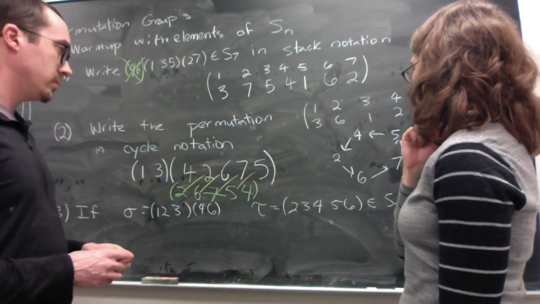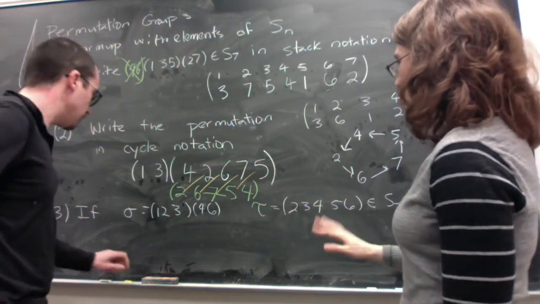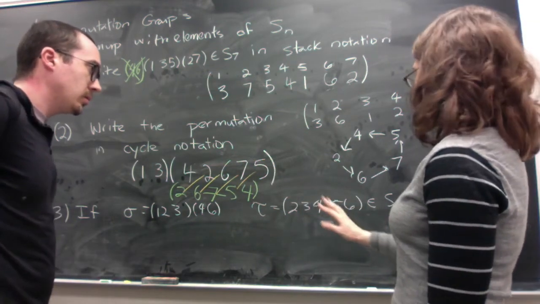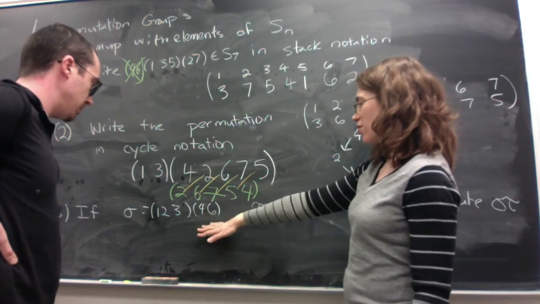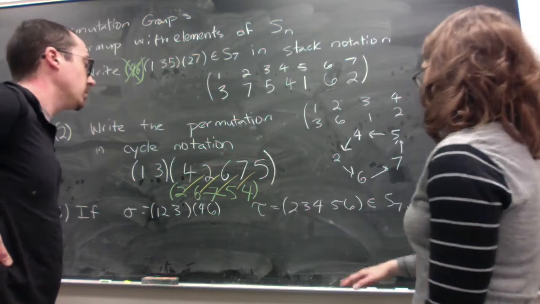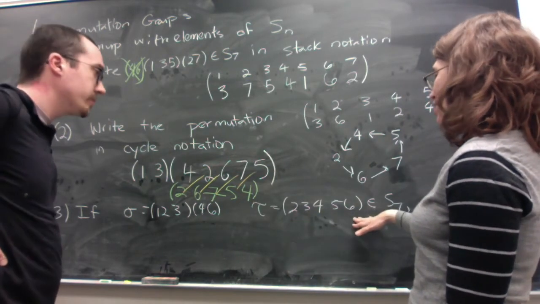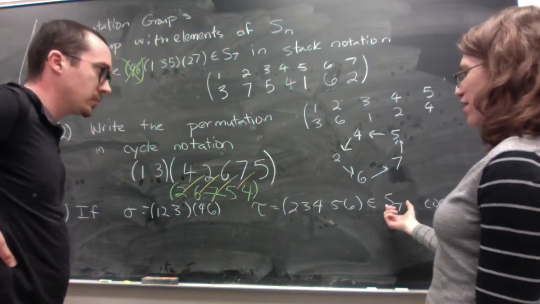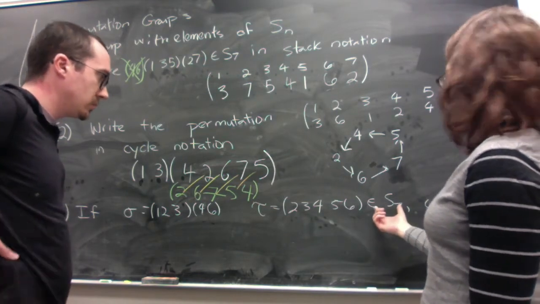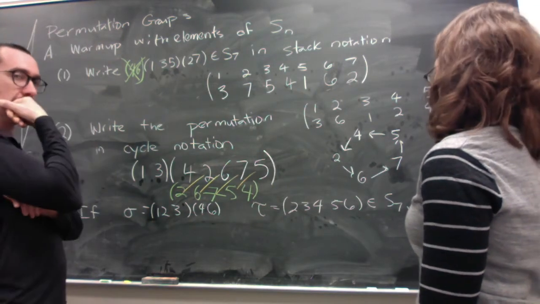Cool. Do we want to do the next one? Yeah, let's do the next one. So the next one is a product. We want to take the product of sigma, which in cycle notation is (1 2 3)(4 6), and tau, which in cycle notation is (2 3 4 5 6). We're writing these as elements of S7, and we want to compute their product sigma tau.